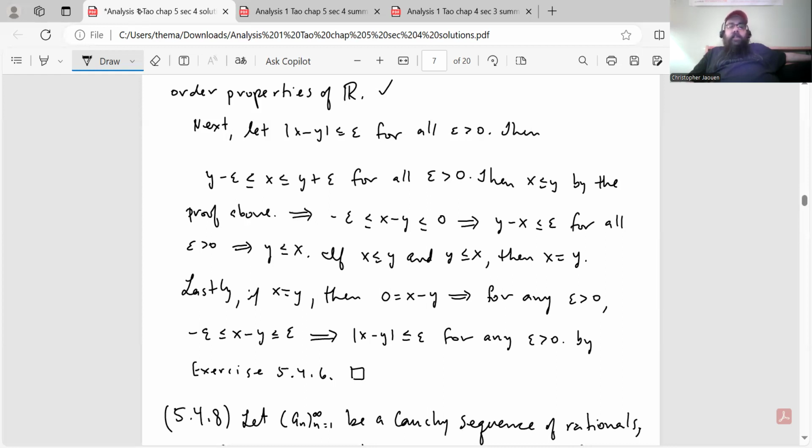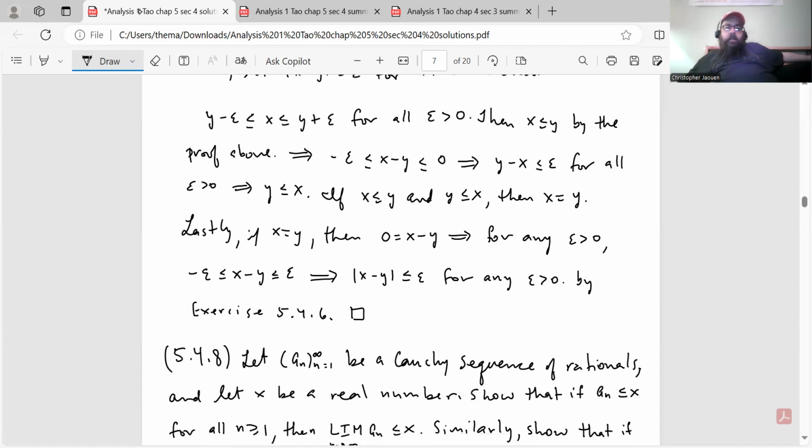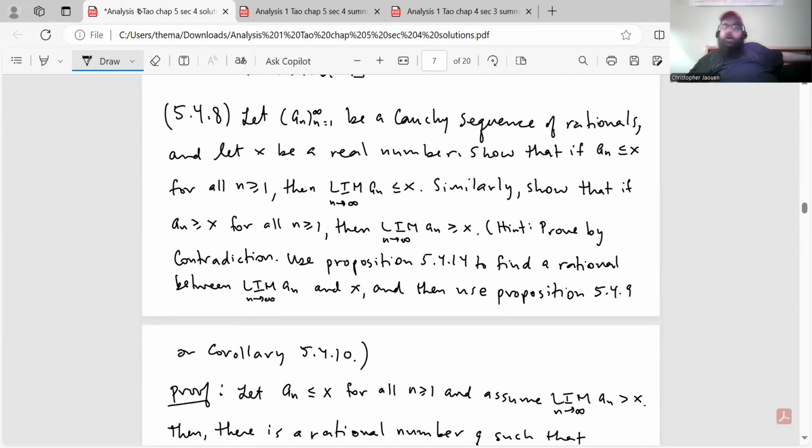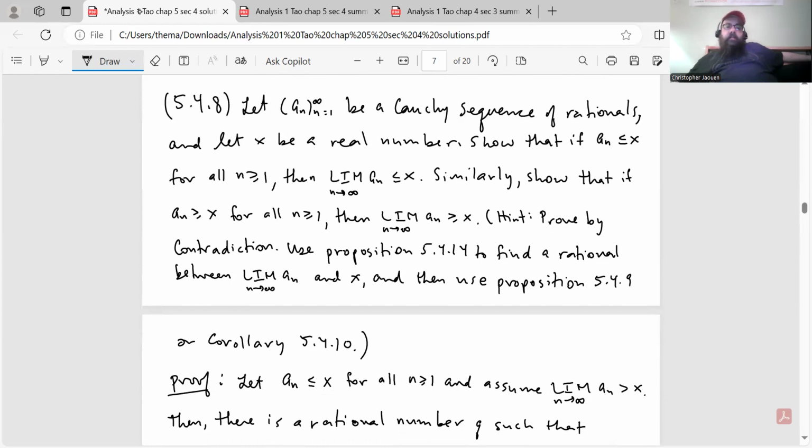Lastly, if x is equal to y, so this is the reverse direction of the biconditional, then 0 is equal to x minus y for any epsilon greater than 0, which implies that negative epsilon is less than or equal to x minus y less than or equal to epsilon, which implies that the absolute value of x minus y is less than or equal to epsilon for any epsilon greater than 0 by exercise 5.4.6. And that's the proof.